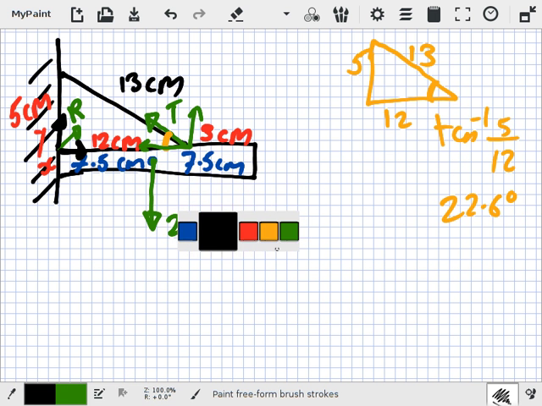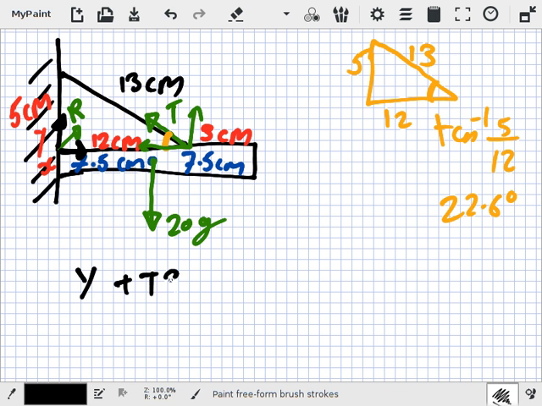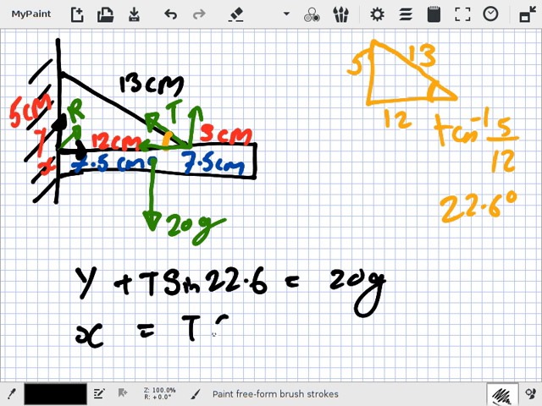So let's look at our equations. I can say y, the vertical part here, plus T sine 22.6, that should equal 20G. I can also say X should equal T cos 22.6 by looking horizontally. What do we think? How can I get my last equation? I need one more.